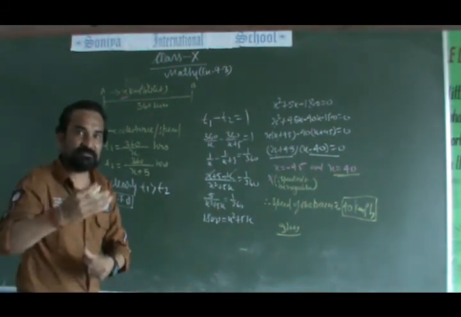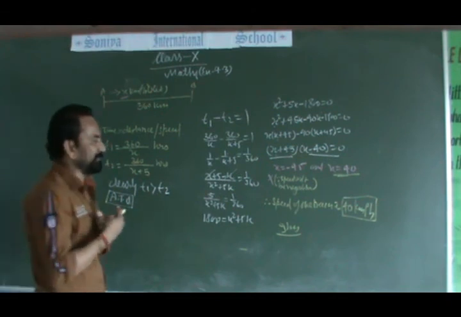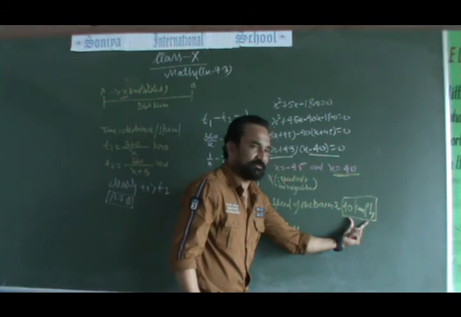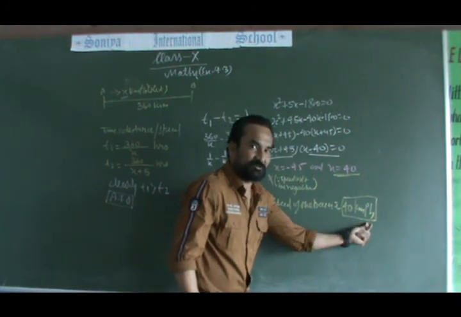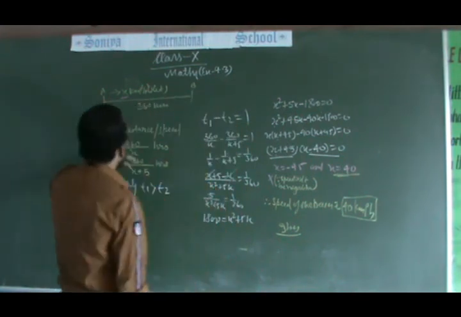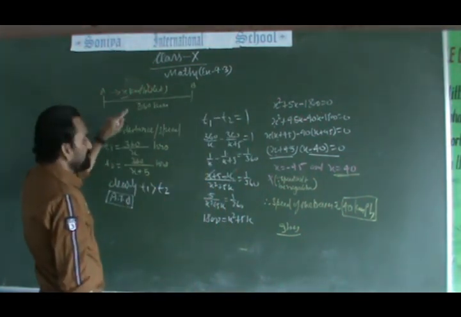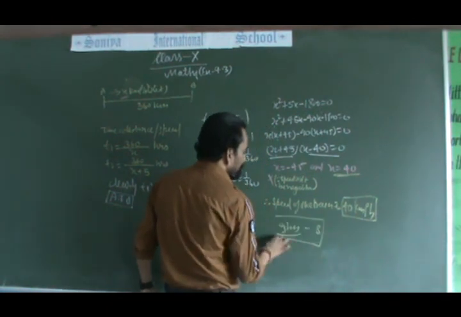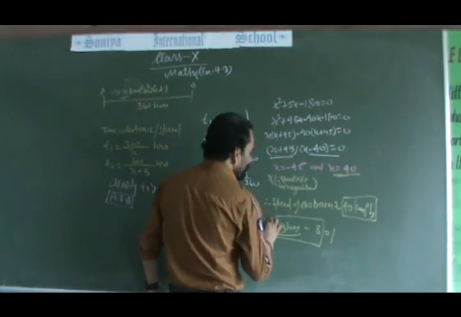Then if we raise the speed of the train by 5 kilometers, it becomes 45 kilometers per hour, but the distance of the journey is the same. So how much time will it take now? 360 upon 45, which is 8. And what is the difference of these two times? It equals 1 hour.